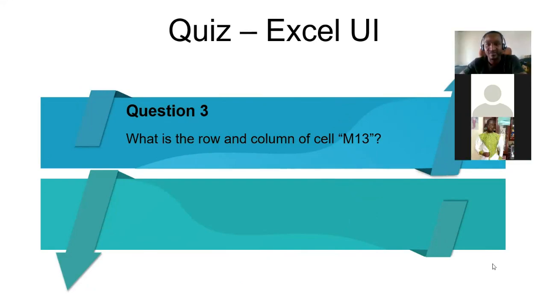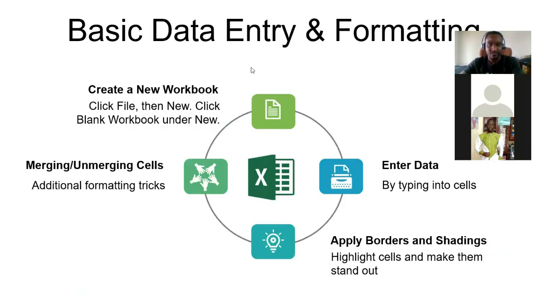The line is 13 and the row is M. Come again. I said the line. You mean the line row is 13 and the column is M. Yes. So row 13, column M. Good job.